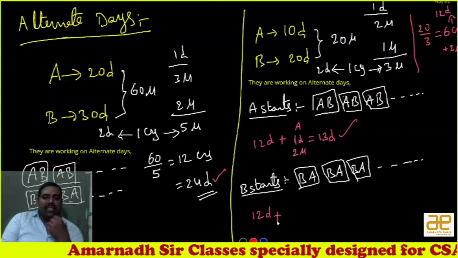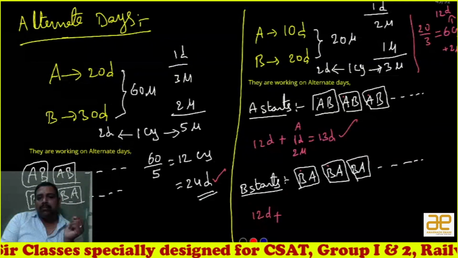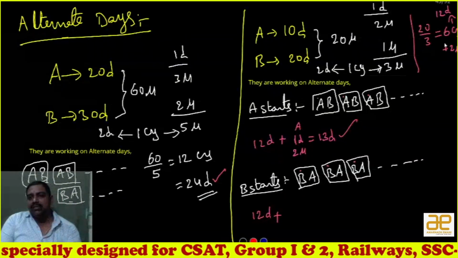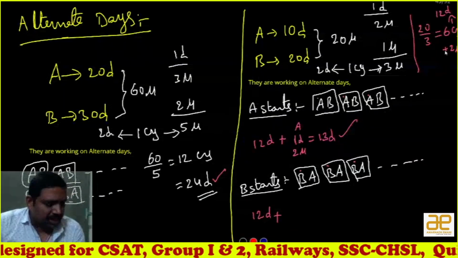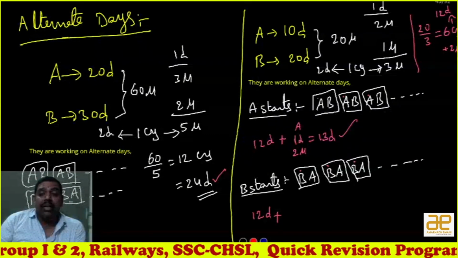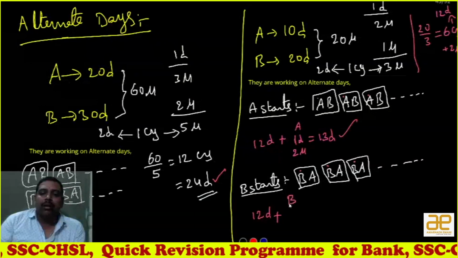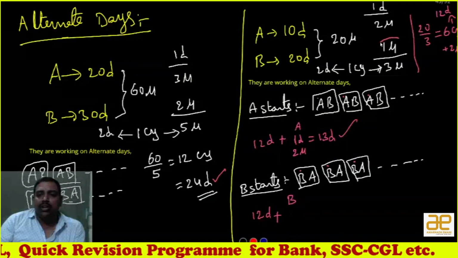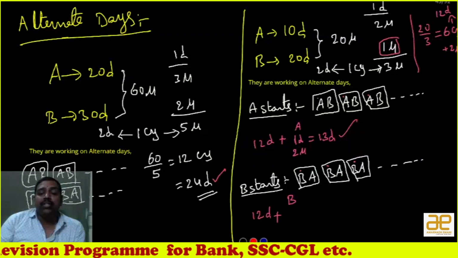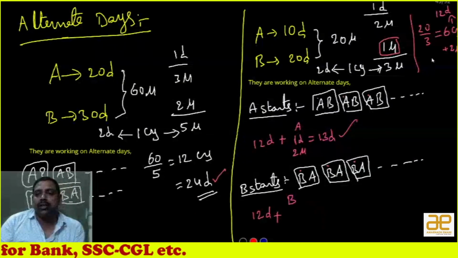Okay, in this case, if B starts, each cycle will be started by B. Already 6 cycles were completed. Now these 2 units come under the 7th cycle, and each cycle is started by B, which means these 2 units are subjected to B. But my point is B can do 1 unit only daily, right? How many units are left? 2 units. Some students will write 2 days. That is a wrong answer.